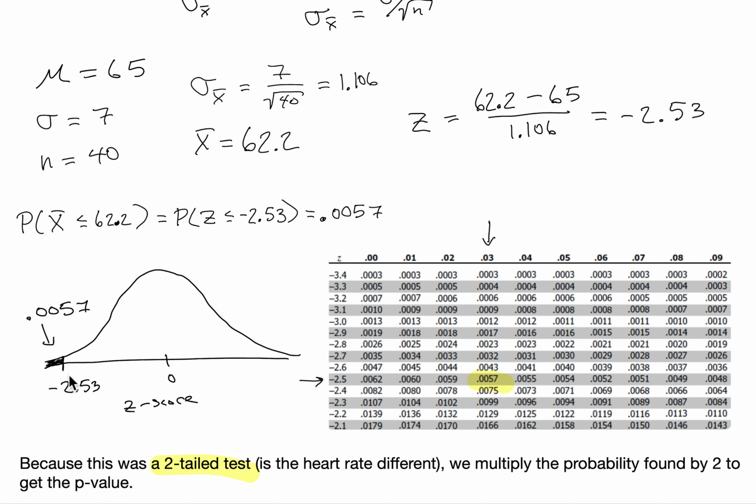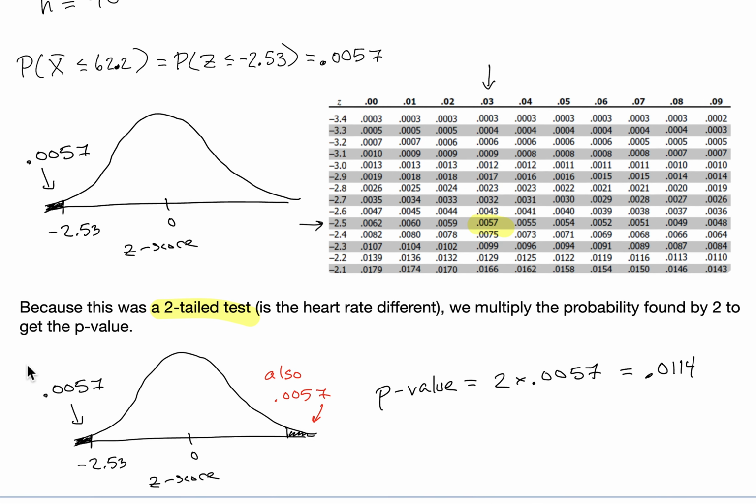So that's what this looks like. We're in this tail, a z-score of negative 2.53, and this tiny little probability over here, 0.0057. Okay, because this was a two-tailed test, that is not our p-value yet. We need to multiply by 2 to find the p-value. Why is that? It's because it's a two-tailed test, and we wanted to find the probability of a result at least this extreme in either direction.